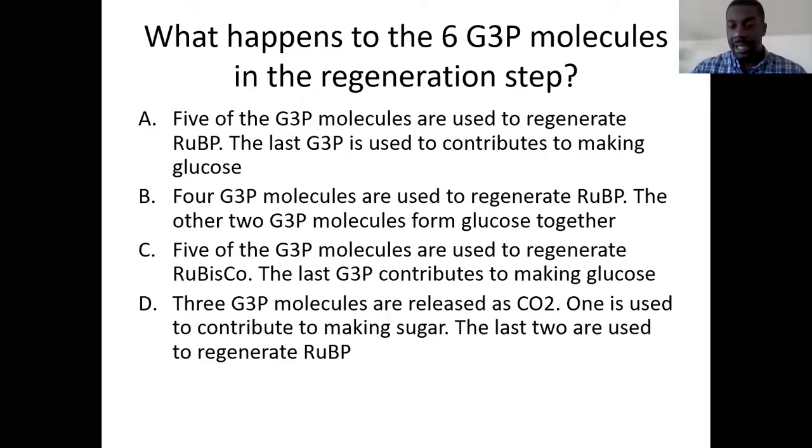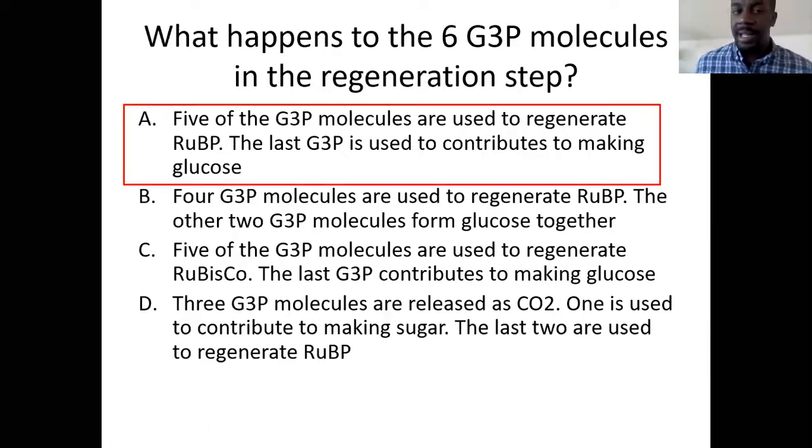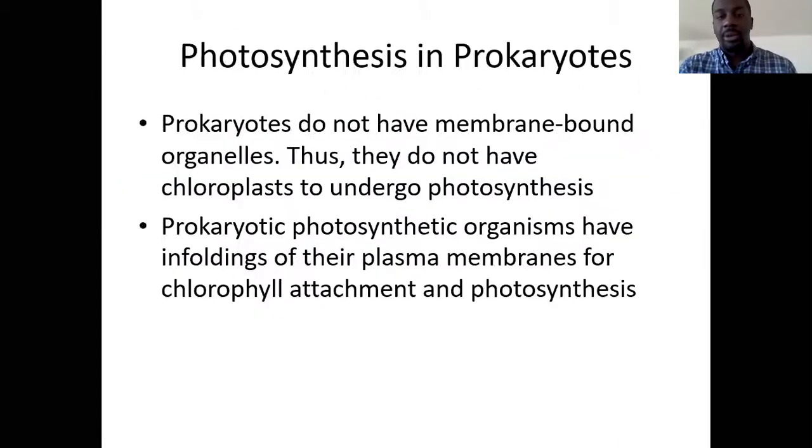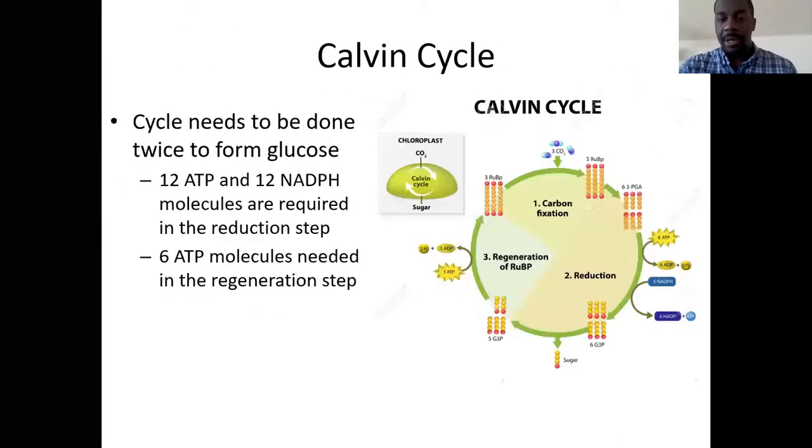Yeah, so everyone's saying A. Perfect. Yeah, so A is correct. So 5 of the G3P molecules are used to regenerate RuBP. The last one contributes to making glucose. Okay, so we'll go ahead and walk through this whole process one last time to make sure this whole thing makes sense.